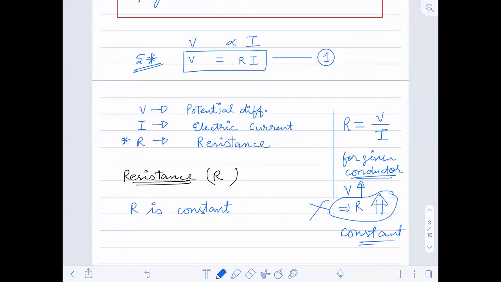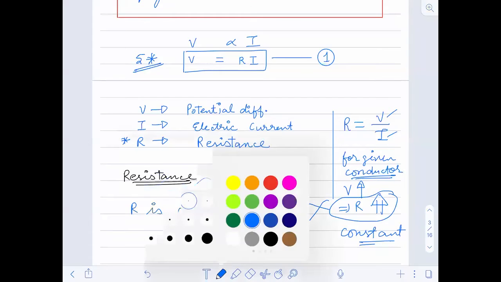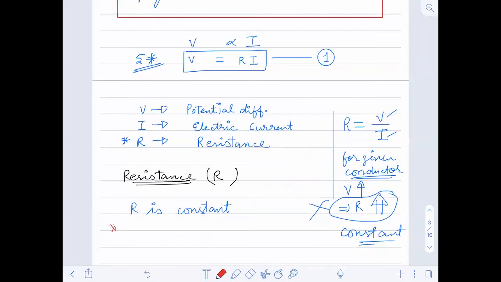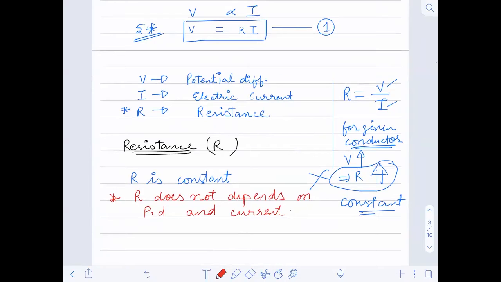So on what does R depend now? Because R is not depending on V or on I, on what factors does R depend? Write it here as an important point: R does not depend on potential difference and current.